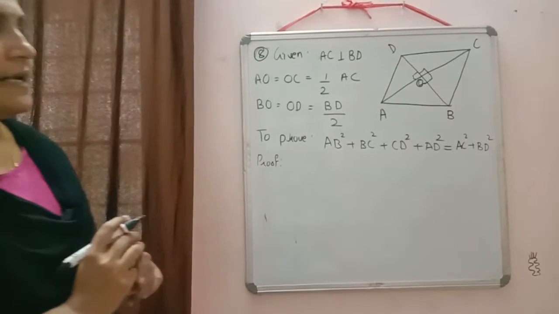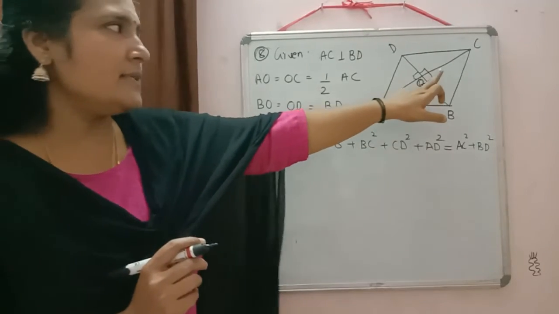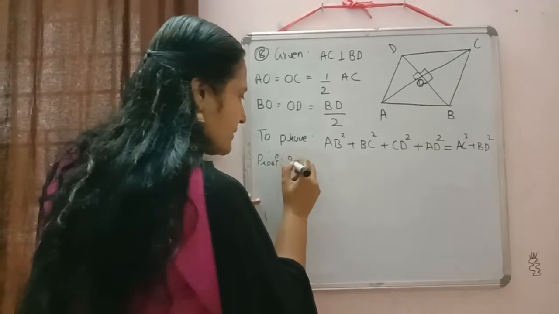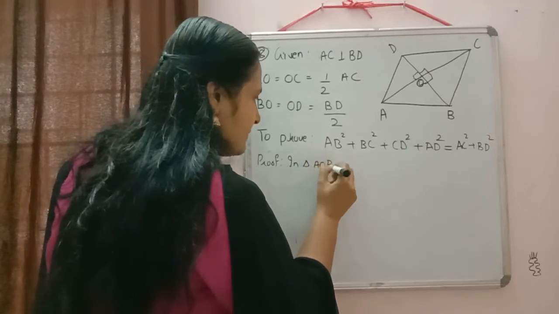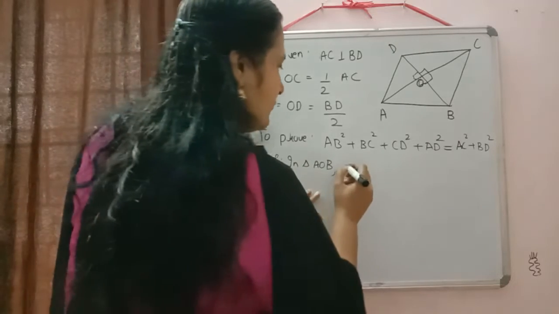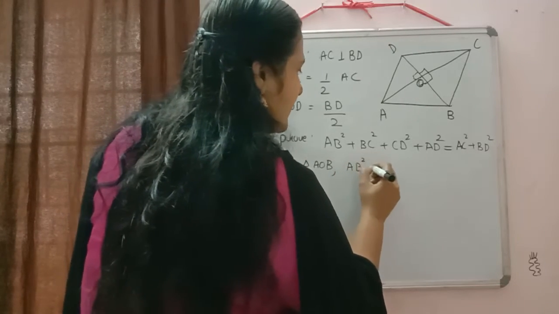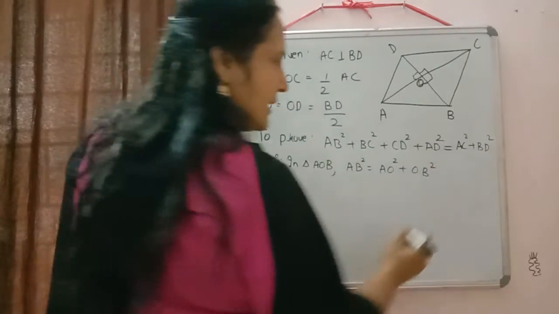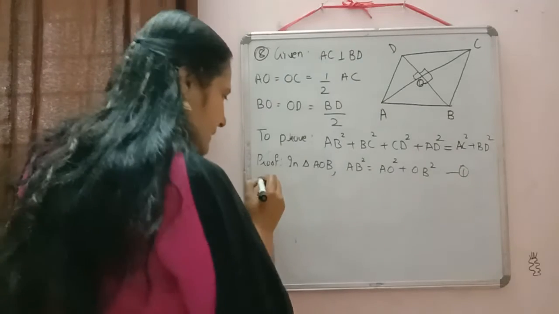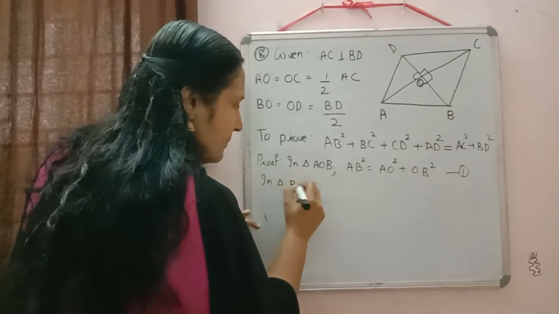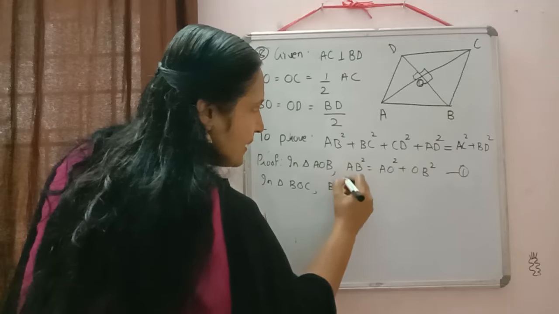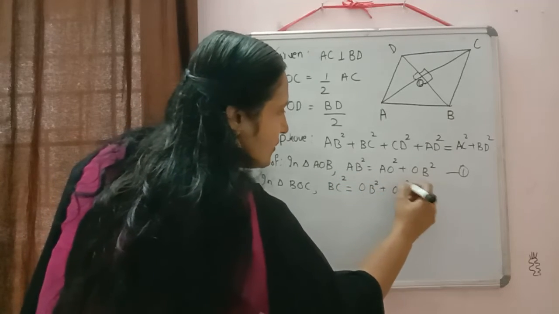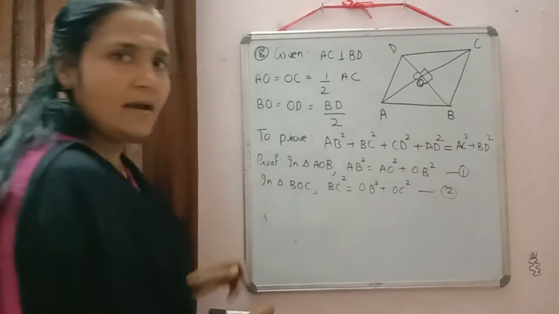Which angle is 90 degrees? Angle AOB. In this way all the angles are equal to 90 degrees. So we are going to use the Pythagoras theorem in all the triangles. In triangle AOB, what will come? AB square is equal to AO square plus OB square. Make it equation number 1. Similarly, in triangle BOC, BC square is equal to OB square plus OC square. Make it equation number 2.